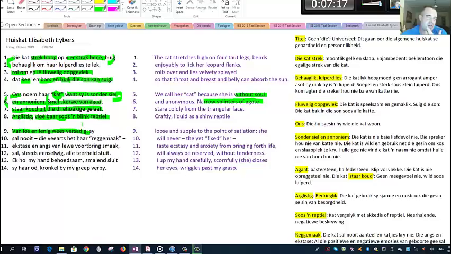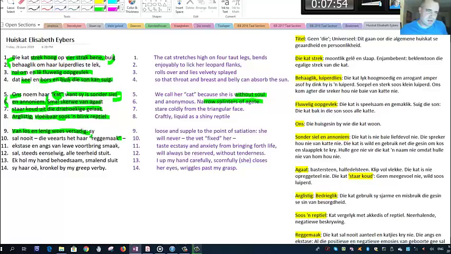But this, of course, is all tongue-in-cheek. It's all in the mind of the narrator. A cat cannot be arrogant. It's an animal. Well, you might disagree. Sy sal nooit. She will never. Again, the flowing enjambment fits in with this flexible cat. Sy sal nooit. Die veearts het haar reggemaak en fixed.